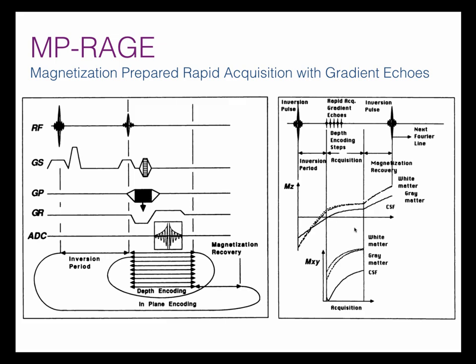ADC? Oh, ADC is basically the acquisition. It's the analog to digital converter, I think, is what it's saying. It's when the data sampling is active, is what it's supposed to represent. This is taken from one of the early MPRAGE papers from the early 90s.